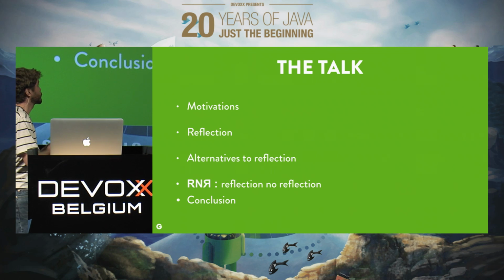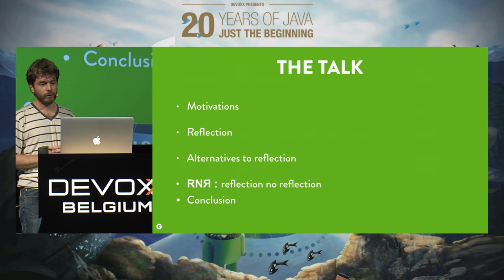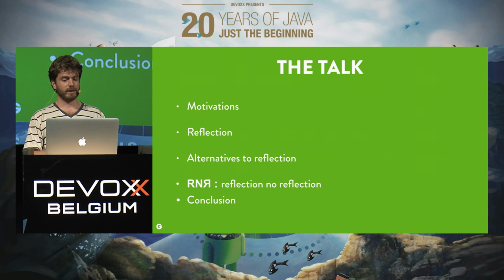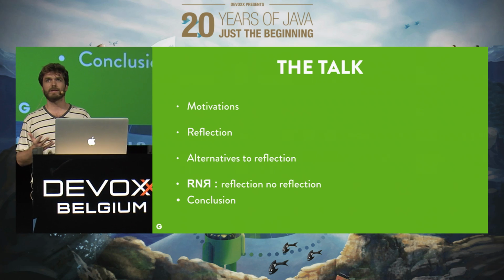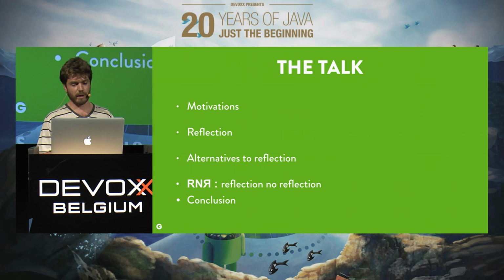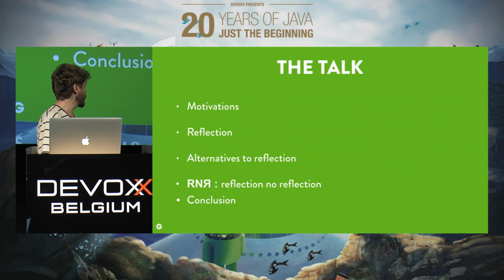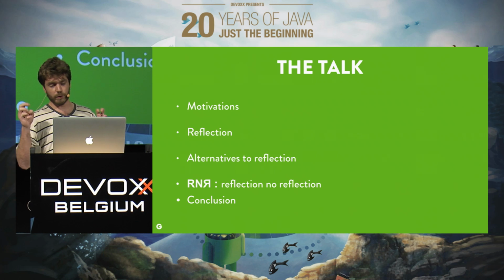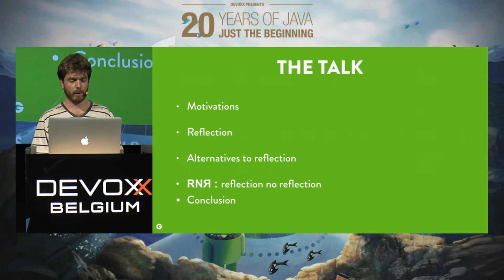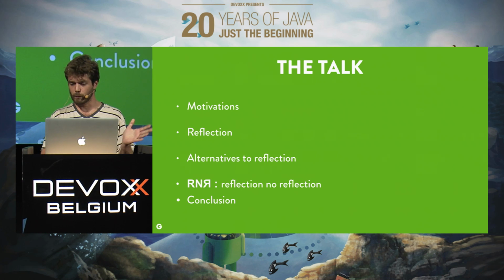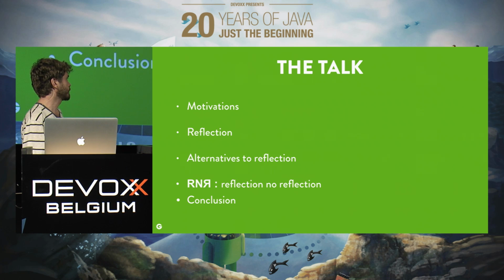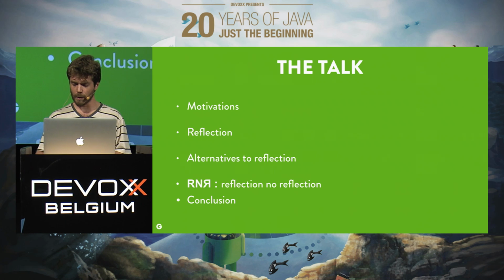So we'll talk more in depth about our motivations, also explain what is reflection, and we could identify some alternative technologies that we could use instead of reflection, so we're going to talk about that too. And then I will introduce a new technology that we've been thinking about and developing during the last months, which is called reflection, no reflection. And then we will have a conclusion about all this research work.